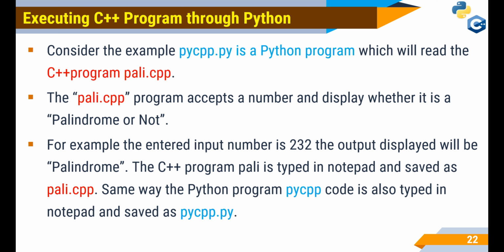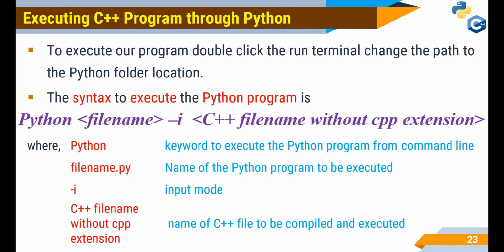Why? Because 232 read from left to right is 232, and read from right to left is also 232. So left to right and right to left, the same process happens. Here the C++ program pali is typed in Notepad and saved as pali.cpp. In the same way, the Python program pycpp is also typed in Notepad and saved as pycpp.py. Okay, this way we will execute the program.